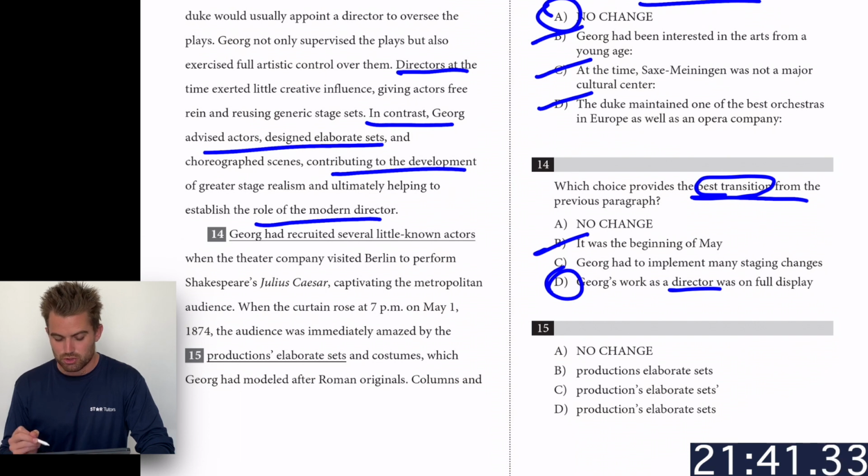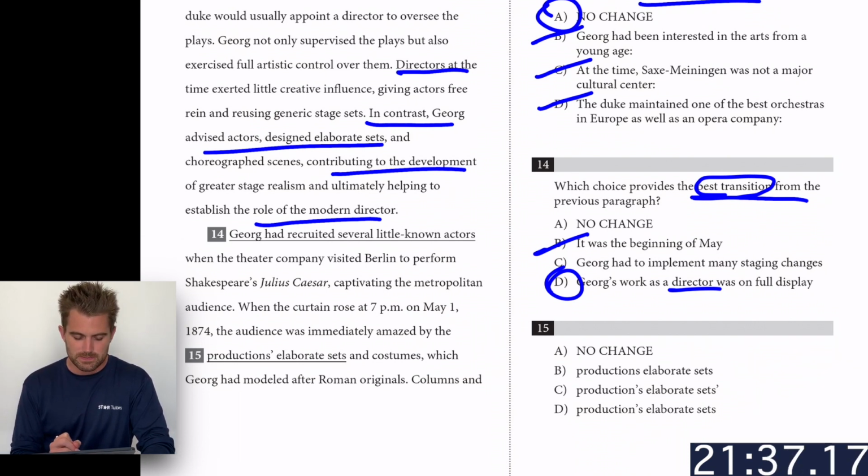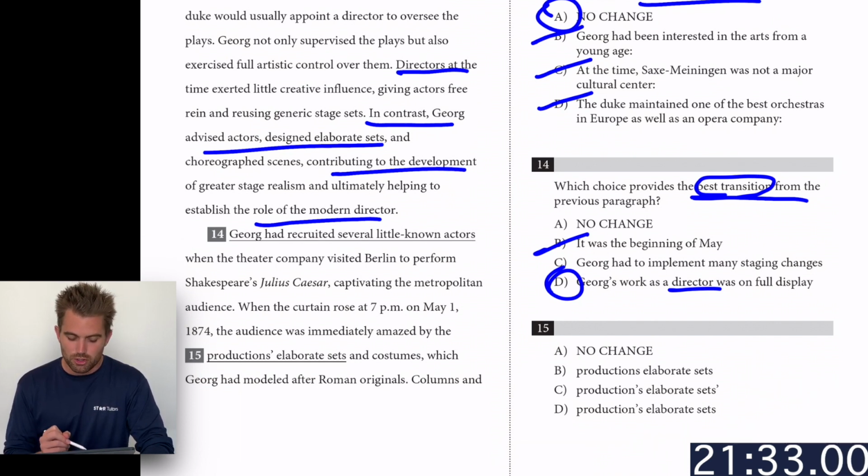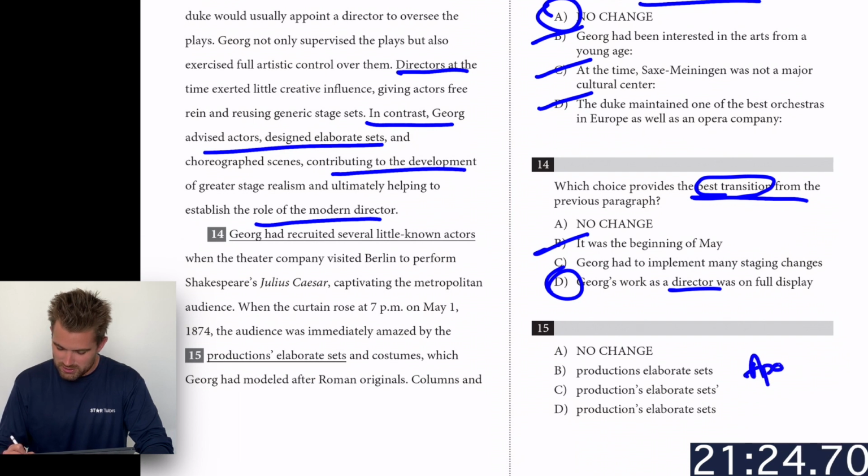So George's work as a director was on full display when the theater company visited Berlin to perform Shakespeare's Julius Caesar, captivating the metropolitan audience. When the curtain rose at 7 p.m. on May 1st, the audience was immediately amazed by the production's elaborate sets and costumes. Okay, so this is an apostrophes question, guys. Apostrophes.